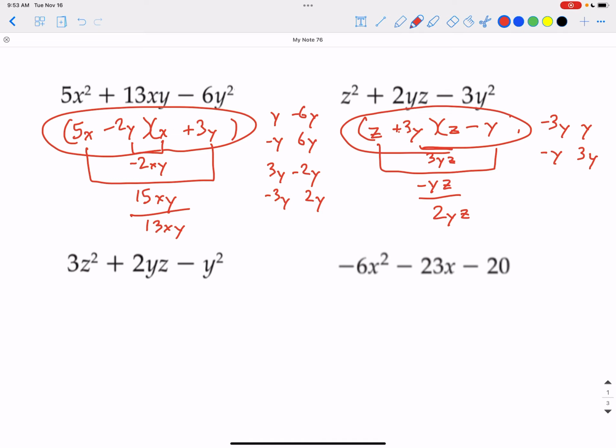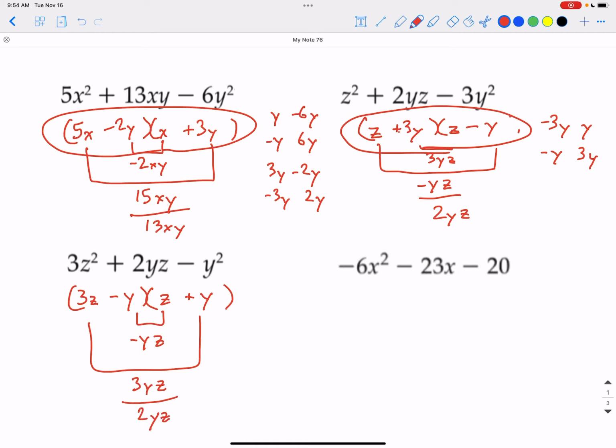3z squared plus 2yz minus y squared. Can we do a distributive property? We cannot. So let's try a binomial pair. 3z squared, we can only split that up as 3z and z. And the only way to split up negative y squared would be a positive y and a negative y. So if I do negative y over here and positive y over here, I do have to check it. I get negative yz for my insides. My outsides are 3yz, and that does add up to 2yz. So I got that right first try.